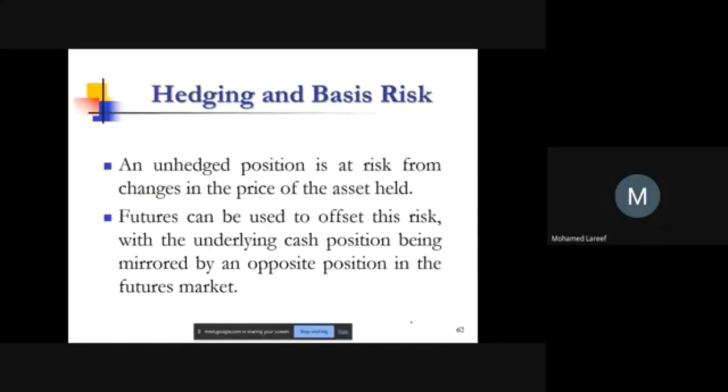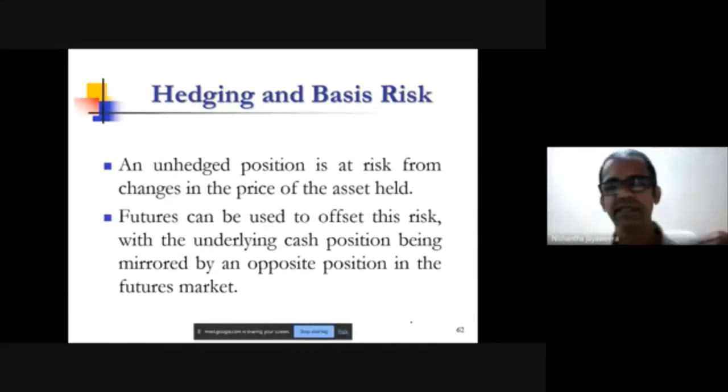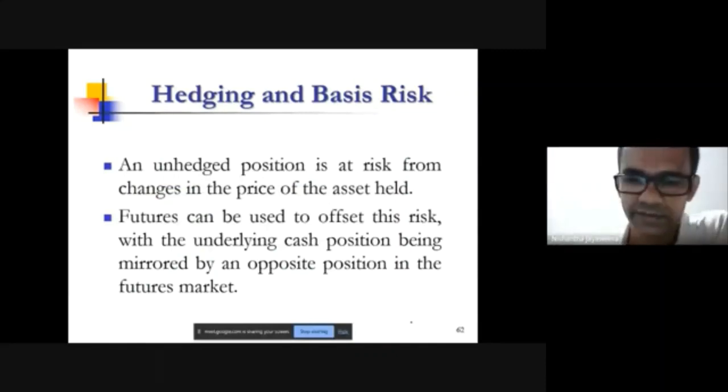Can you hear, sir? Okay. Is it clear what I explained? Even with a futures contract, you do the opposite of your position. If you have a long position, you sell a futures. If you have a short position, you buy a futures.